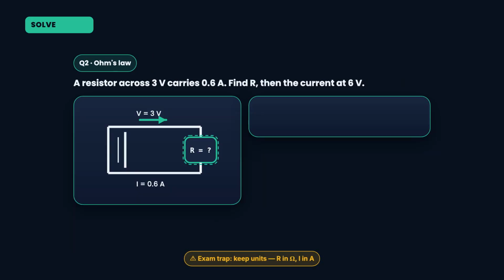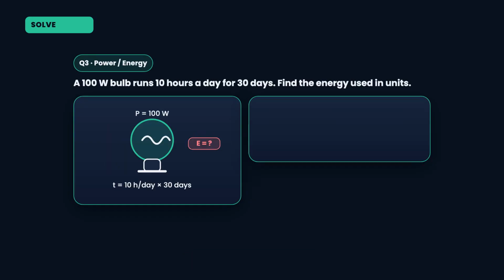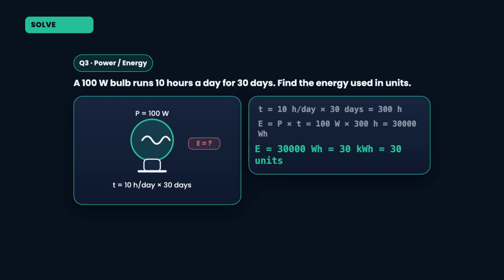2. Ohm's law, 0.6 amperes at 3 volts. R equals V by I, which is 5 ohms. At 6 volts, 1.2 amperes. 3. Power and the bill. 100-watt bulb, 10 hours a day, 30 days. Energy equals power times time, 30,000 watt-hours, which is 30 units.